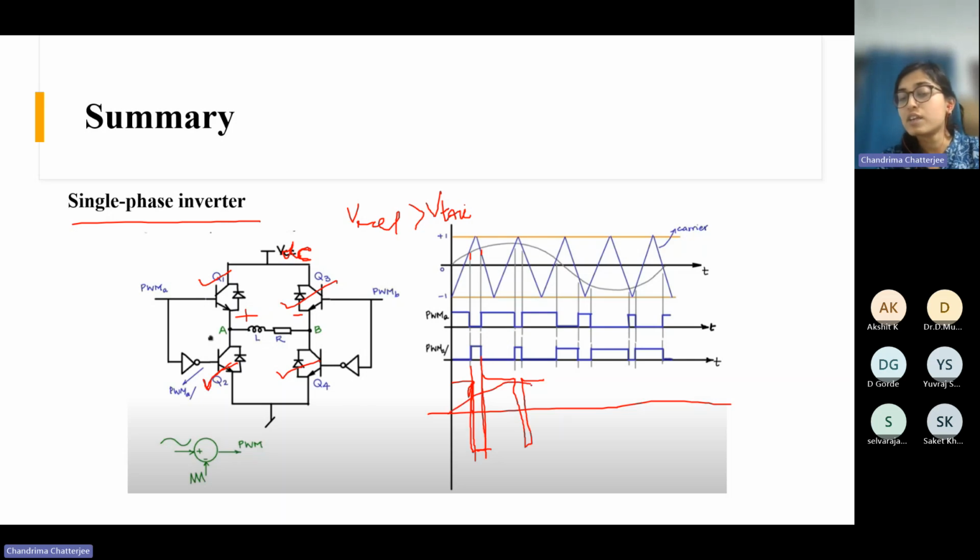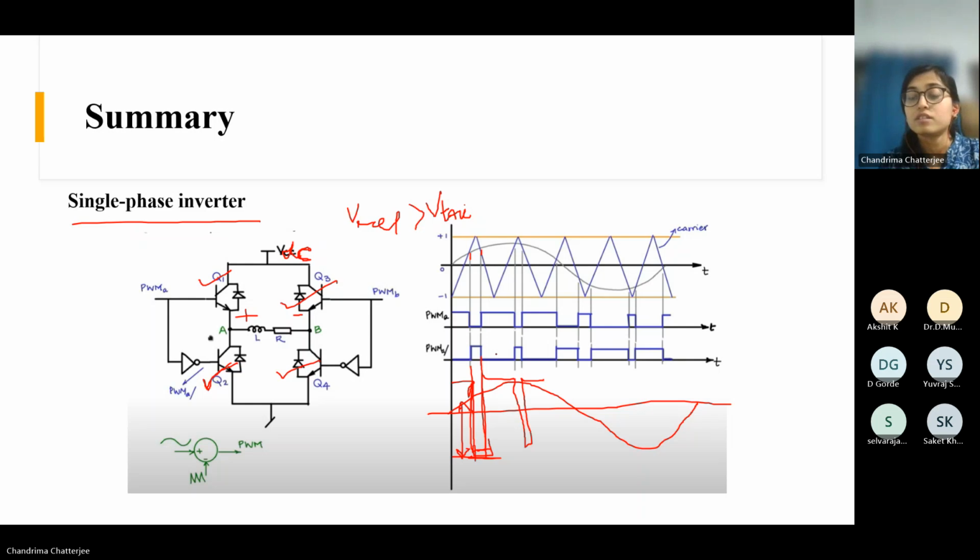So there is one disadvantage of bipolar SPWM, because you see the instantaneous difference of this square wave and the actual desired wave. This is very high because it is fluctuating between plus VDC and minus VDC. So that's why the harmonic distortion is more in bipolar SPWM. But in unipolar SPWM, we will see the harmonic distortion is less.